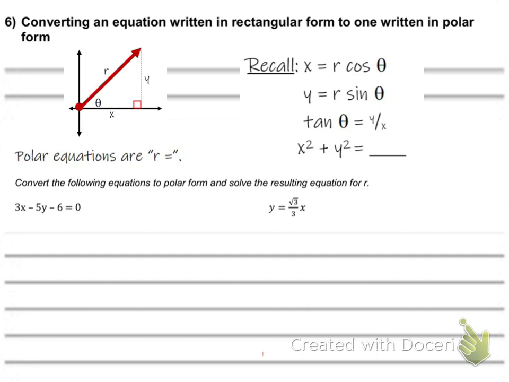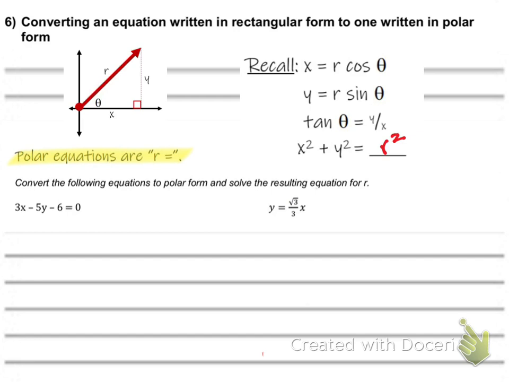So first, there's our same picture we've seen a million times. We have x is r cosine theta, y is r sine theta. The tangent of theta is y over x. And we know that x squared plus y squared is r squared. So to convert from rectangular to polar, I'm just going to make the replacements. Notice I have the statement here, polar equations start with an r. It's always r equals.